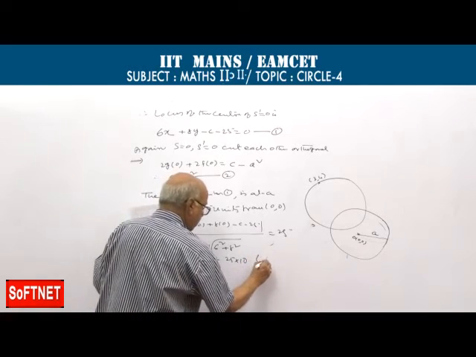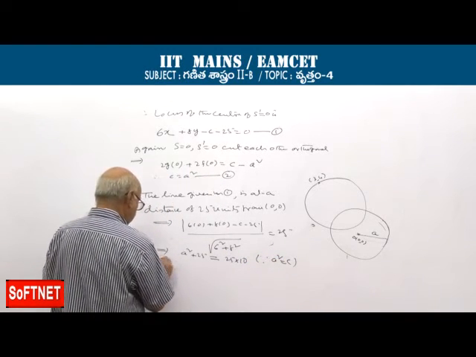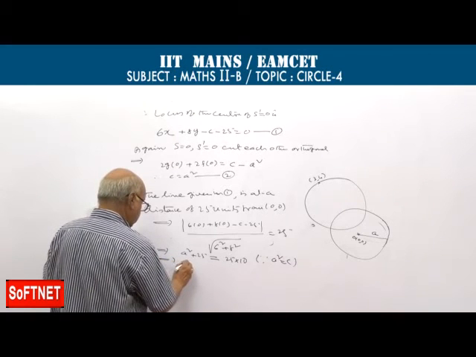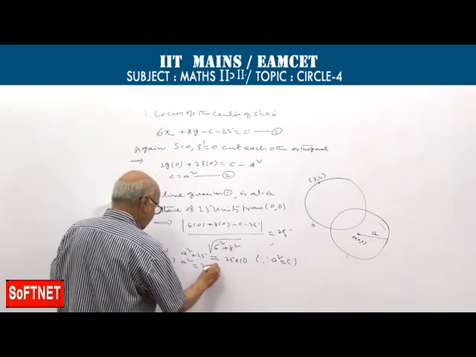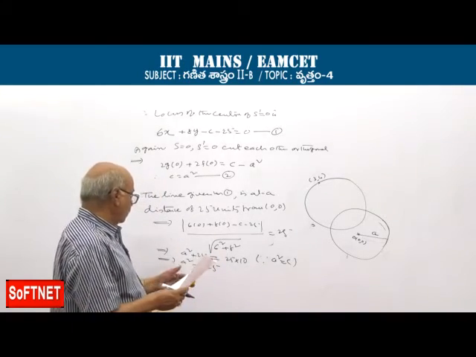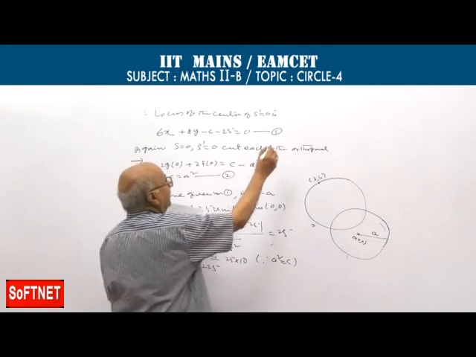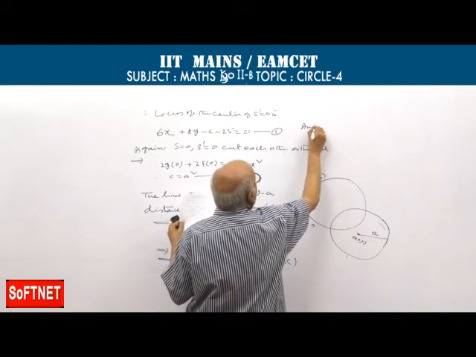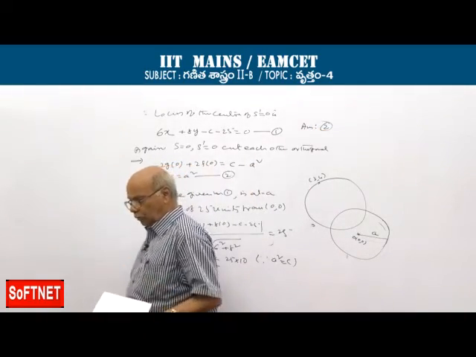Since a square is equal to c, that means what you get is a square plus 25 equals 250, so a square is 250 minus 25, which is 225. So the a square value is 225. So the answer is option 2, 225.